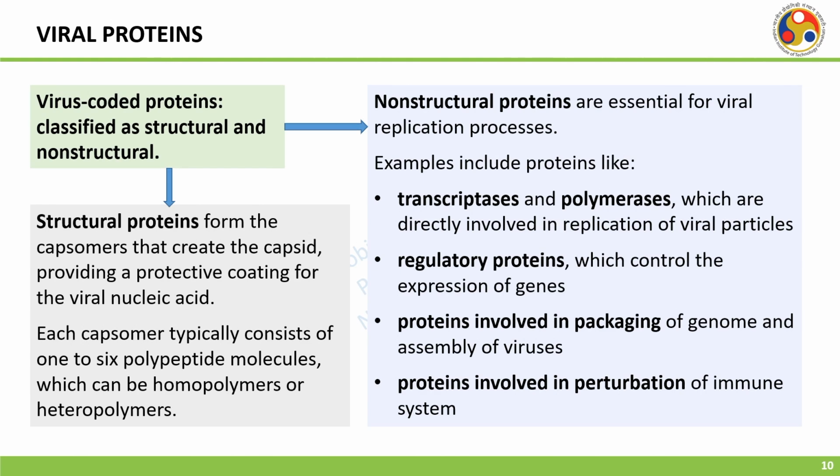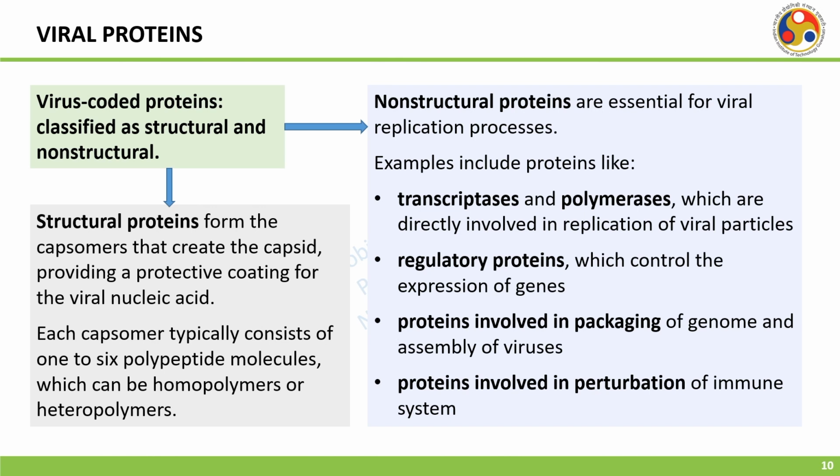Now, let us discuss the viral proteins. Viruses code two types of proteins. The number one type is the structural proteins and the second type is the non-structural proteins. The structural proteins form the capsomers that create the capsid, providing a protective coating for the viral nucleic acid. Each capsomer typically consists of 1 to 6 polypeptide molecules, which can be homopolymers or heteropolymers.